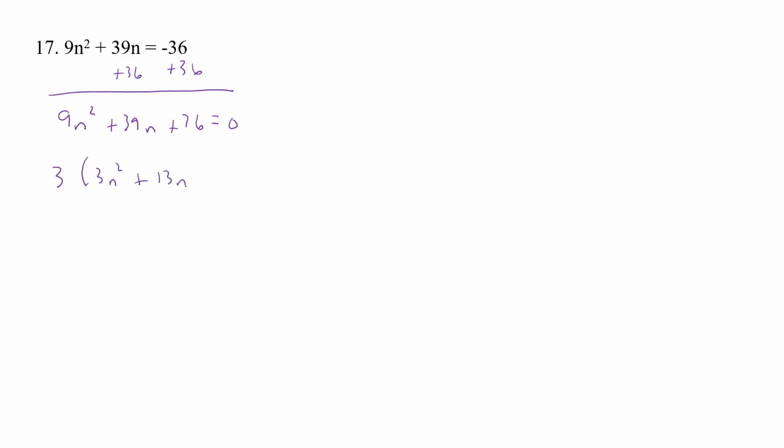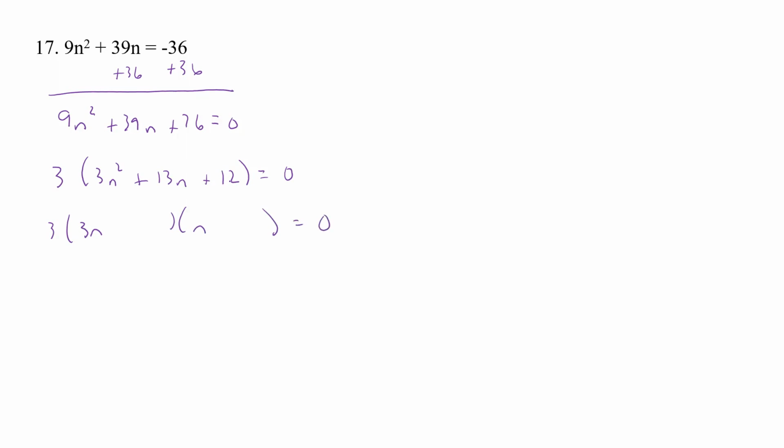All right. What about this one? Again, it looks like we have to add 36 to both sides because we need that 0 on the right. So 9n squared, and then plus 39n plus 36 equals 0. Well, what can we do with that? Well, guess what? We can pull out a 3, I see. And that gives us 3n squared plus 13n plus 12 equals 0. So 3 times, now we have 3n and n.